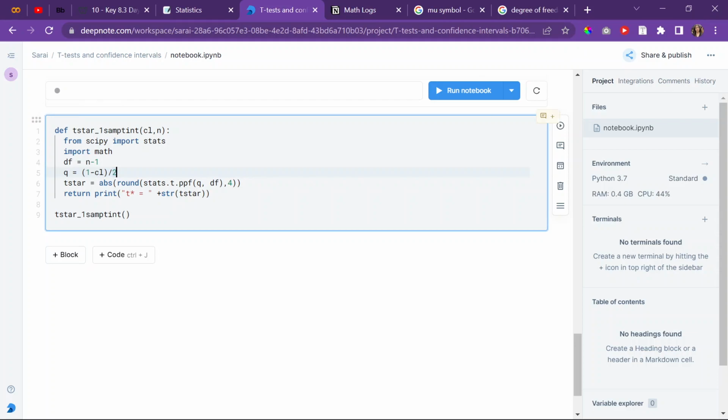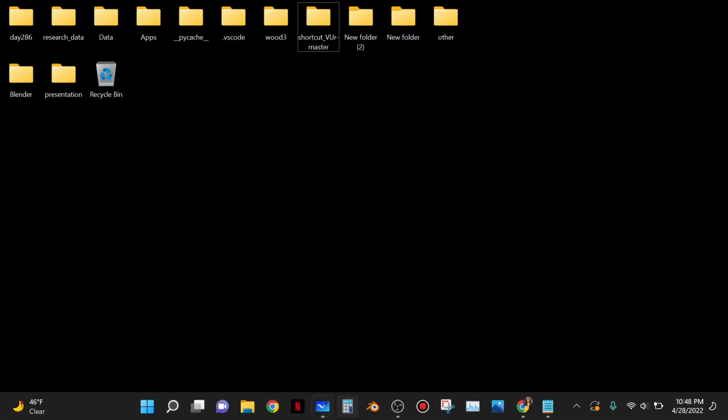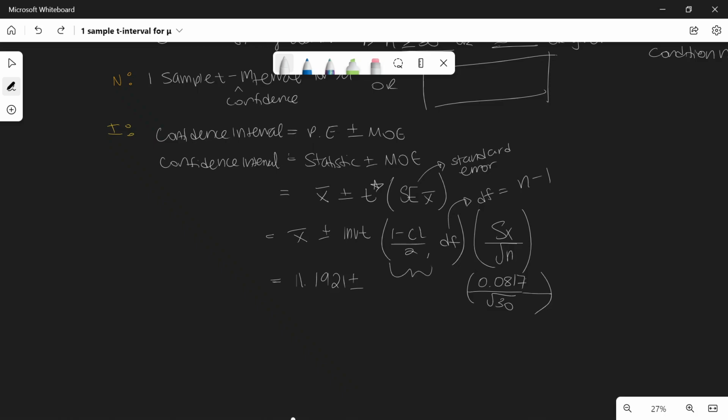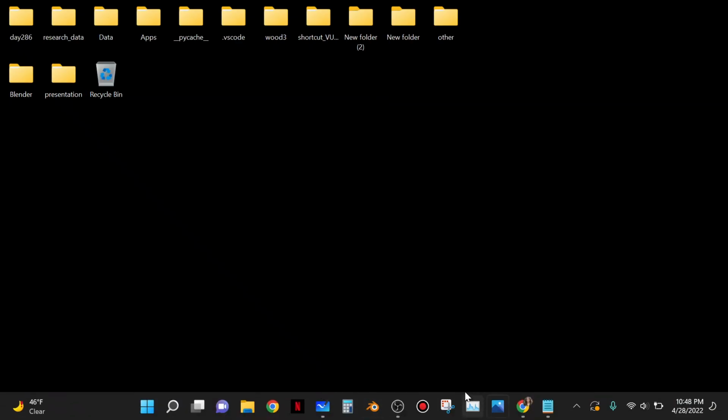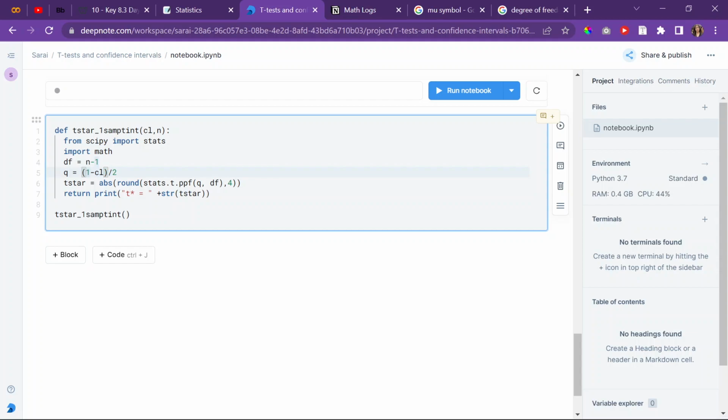It's me writing it out. Ignore the libraries, this just makes it possible so that I can use certain things here. So I said df is equal to n minus 1, we already know that. Q is basically this. In stats sometimes you're going to see this written in a different way. You're going to see this written as Q df instead of 1 minus CL over 2. This is the same thing as Q, it's the area.